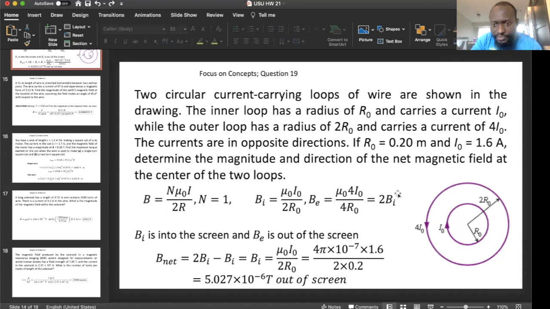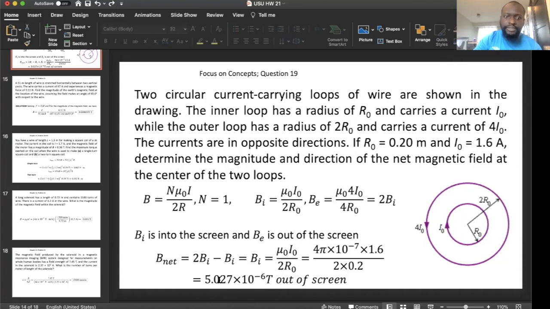Since B external is twice B internal, outside of the screen is going to win the net. So the net is going to be outside of the screen. So it's going to be 2BI minus BI, because 2BI, the external one, is coming out of the screen. 2BI minus BI is just BI, which is this guy. So I put mu0 I0 over 2R0, 4 pi 10 to the negative 7 is mu0, I0 is given 1.6. I put everything in there, and I get my net magnetic field out of the screen.